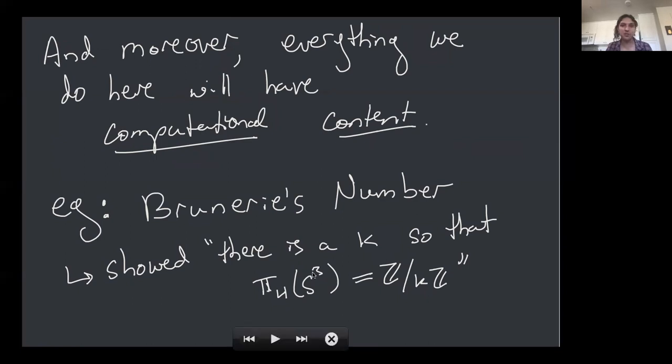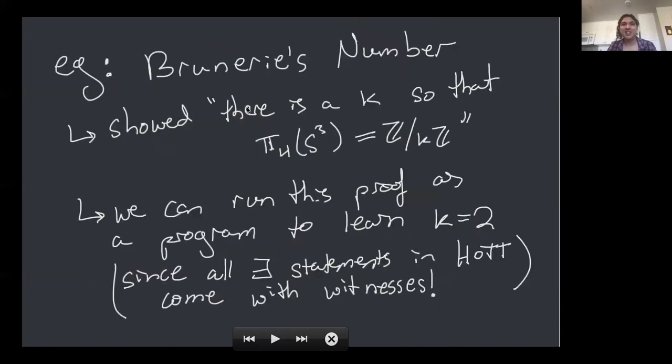I'm not a homotopy theorist, so I might have misspoken a slide ago, but this is what I meant. You can see that magically there's a higher homotopy group than you would expect from the fact that S3 is three-dimensional, you can still end up with higher stuff. And what's cool about this though, is, so this is called Brunnery's number, kind of as a joke.